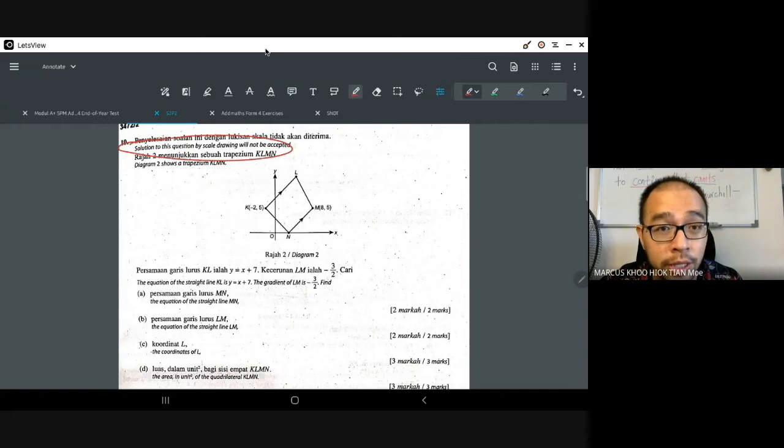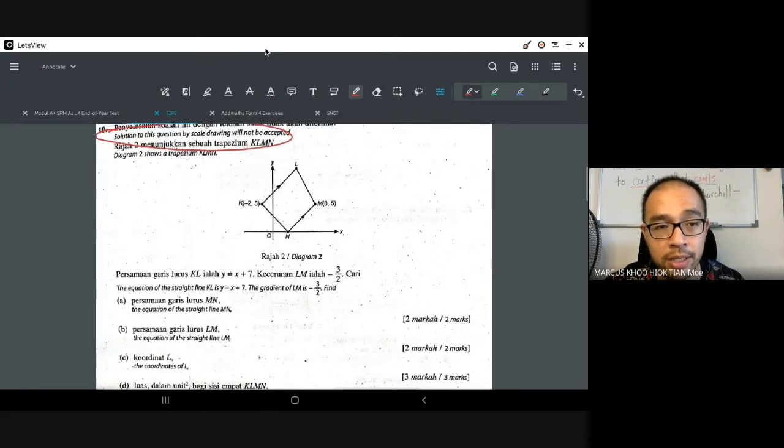If you actually plot it out in the graph, you can find the answer, but you cannot do scale drawing. And number 2, don't be fooled by the diagram. Sometimes the diagram looks like a certain angle to us, but the diagram is just a guide. All the information should be in the question, and not just the diagram.